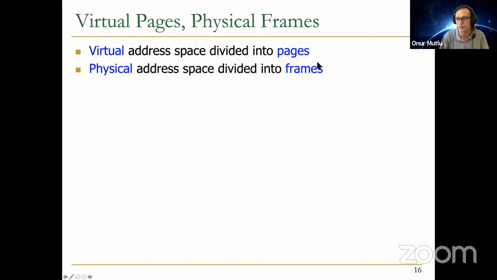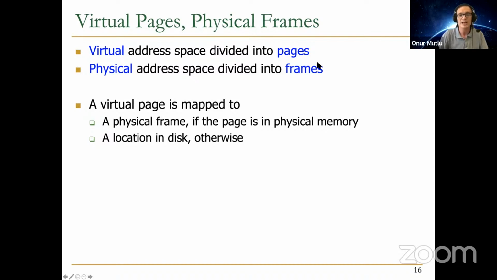We're going to call them pages also in this case. You can call them both. A virtual page is mapped to a physical frame in the page table if the page is in the physical memory, or it's mapped to a location in disk otherwise, right? If it's not inside the physical memory.